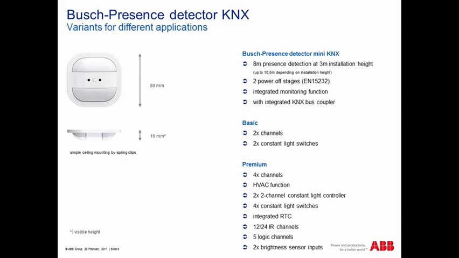This is the integrated monitor functionality, but I will show it a little bit closer in the application. The difference between basic and premium: basic is very reduced to what you really need as a basic version in your application. You have here 2 channels. 2 channels means you have 2 software presence detectors in 1 physical device, and you have 2 constant light switches. Constant light switches means really the constant light switching on and off.